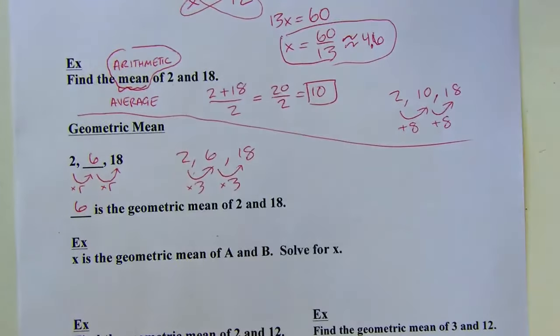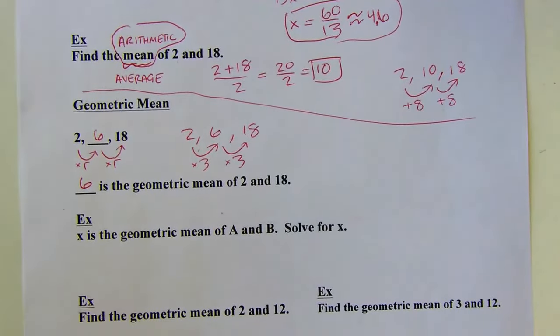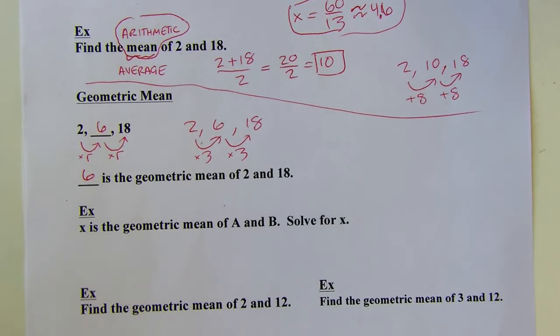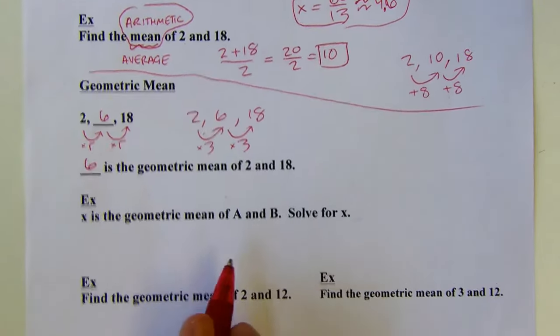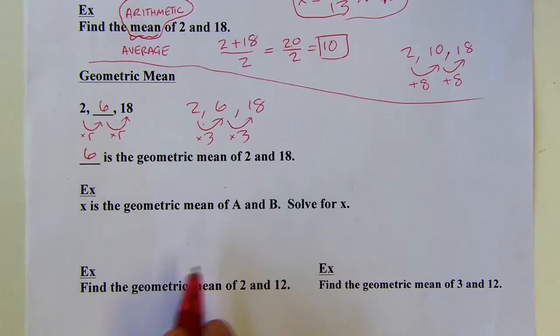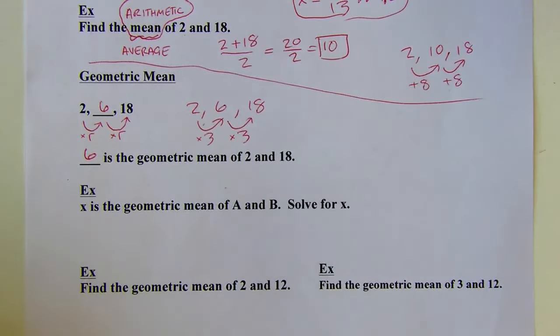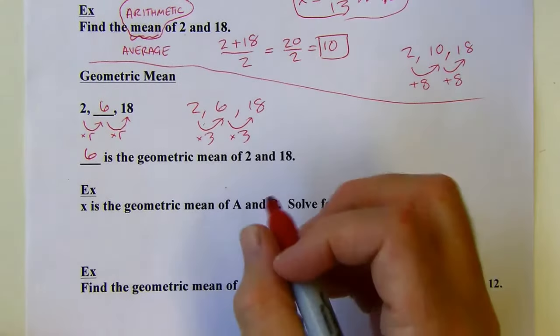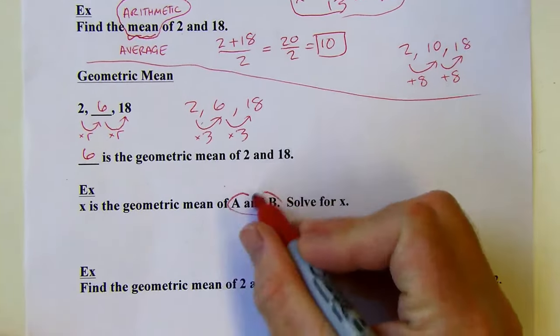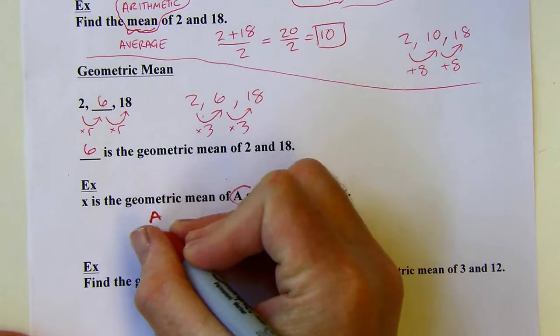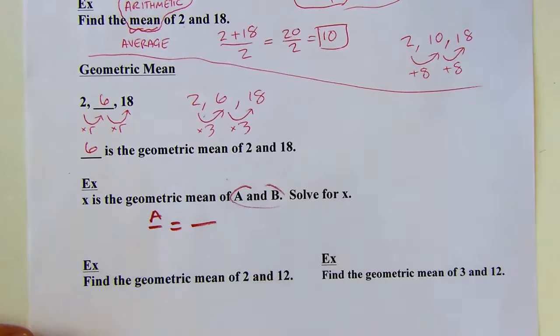Okay? All right. So we can also solve this with a proportion. Okay? This is that x is the geometric mean of a and b. So here's what I'm going to do. The two numbers that I'm finding the geometric mean of, which are a and b here, I'm going to set up a proportion. A proportion is two fractions that are equal.